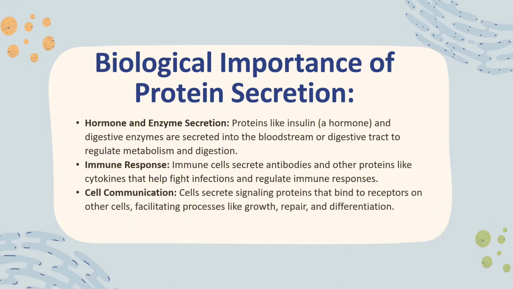If we talk about some examples of the biological importance of protein secretion, number 1 is hormone and enzyme secretion. Proteins like insulin, which is also our hormone, are secreted in this way, and digestive enzymes are secreted in this way. Number 2 is immune response. Immune cells secrete antibodies and other proteins, cytokines, lymphocytes, etc. They also secrete in this way, and another example is cell communication. Cells secrete signaling proteins that bind to receptors on other cells. It facilitates processes like growth, repair, and differentiation.